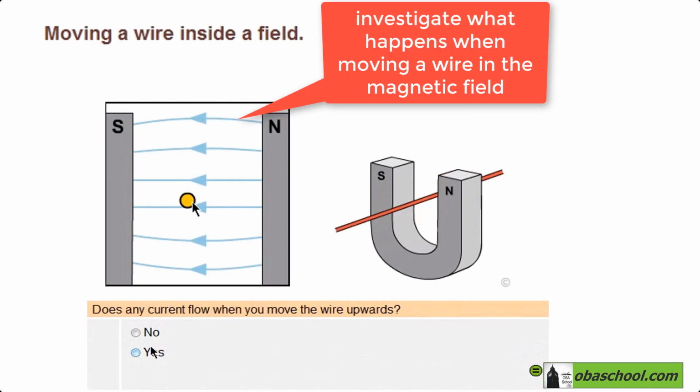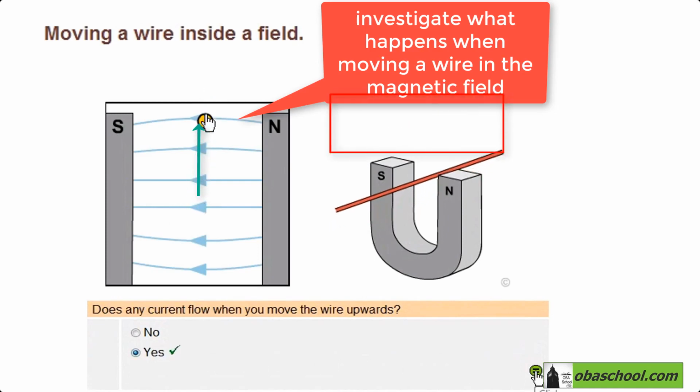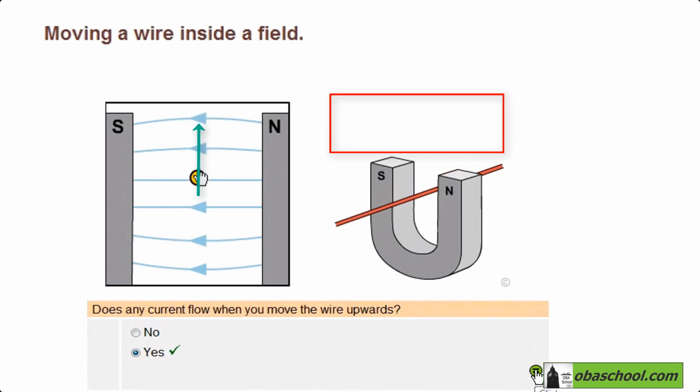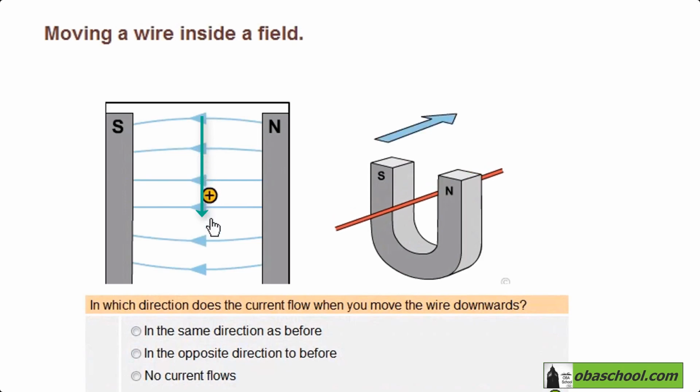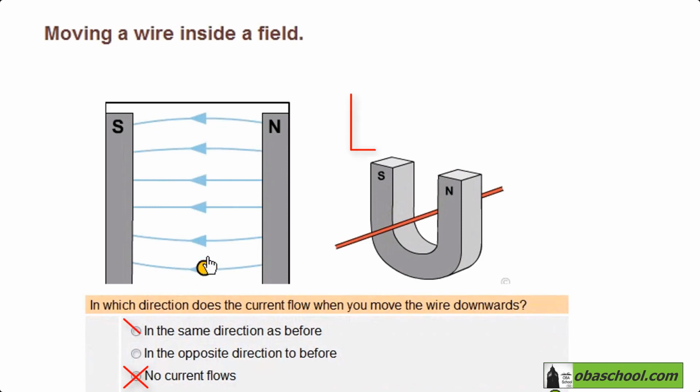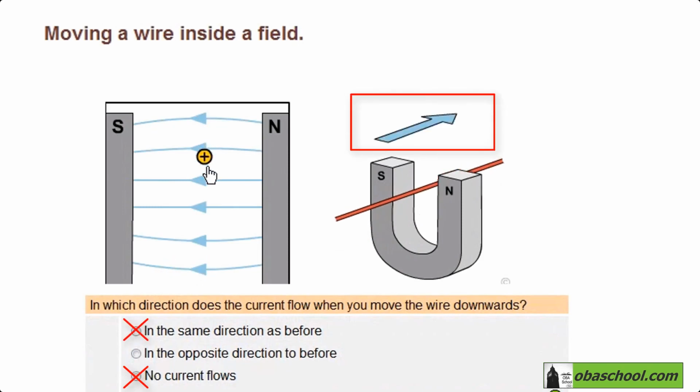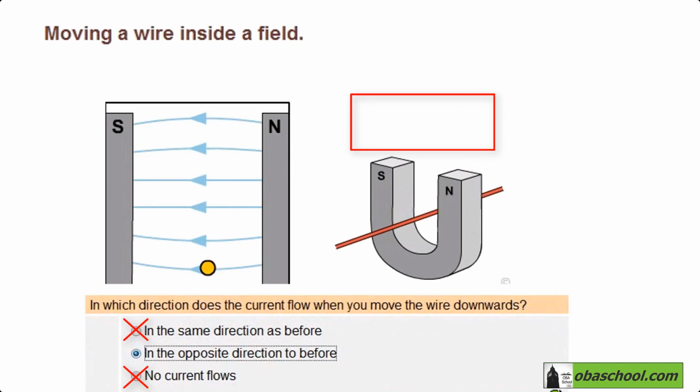And that's correct. The current flows when we move the wire upwards. Now, in which direction does the current flow when you move the wire downwards? For sure, current flows. And for sure, it's not in the same direction as before. So yes, it is in the opposite direction to before. This experiment shows the electromagnetic induction.